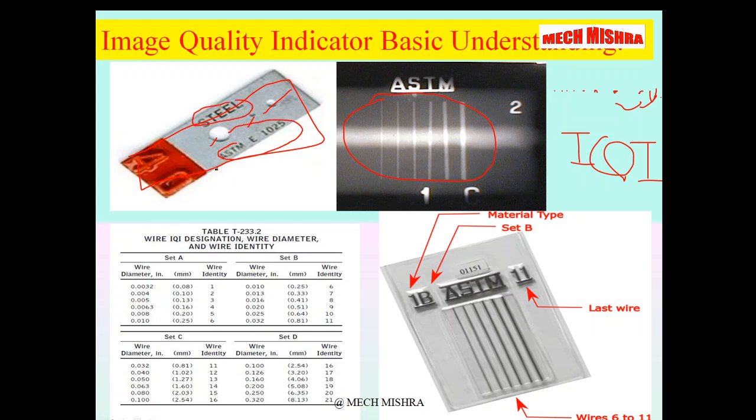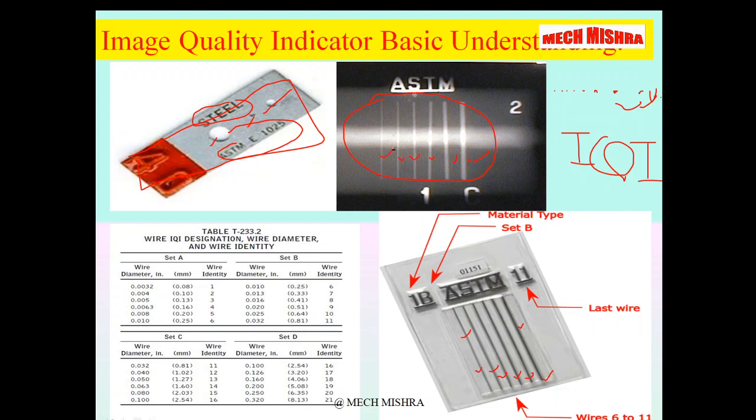But nowadays we are using wire type IQI. Here this is my wire type IQI. Here you can see the number of wires. There will be totally 6 wires, equally spaced. These are the wires, and the diameter of the wire will be different, from higher diameter, this one, to lower diameter, and this will look like this in the radiography film image. These are the 6 wires.